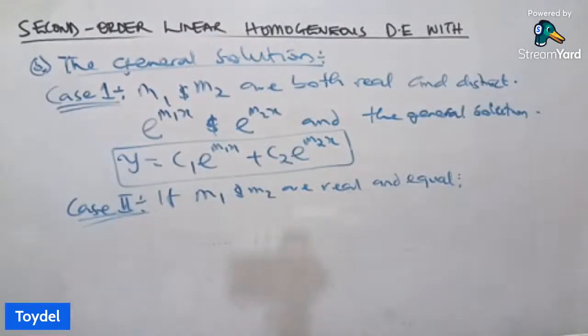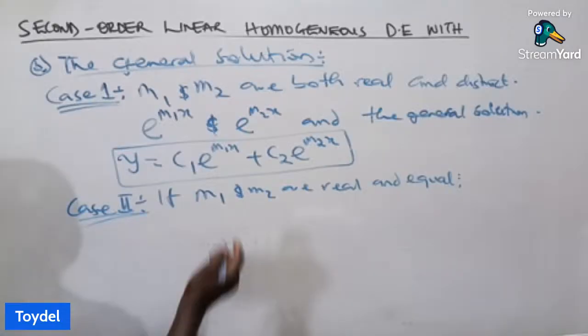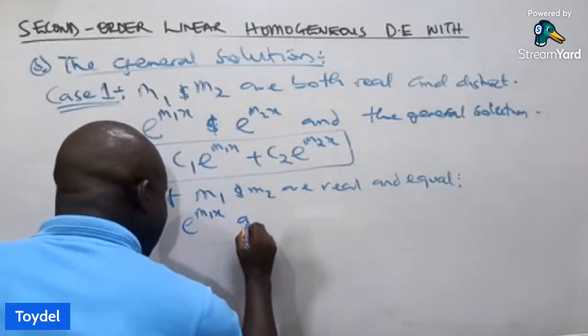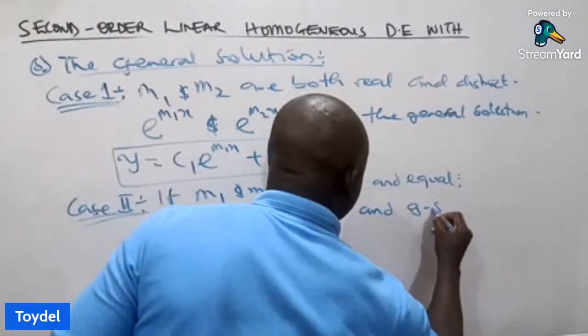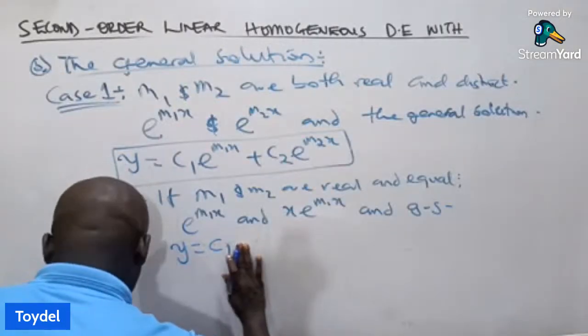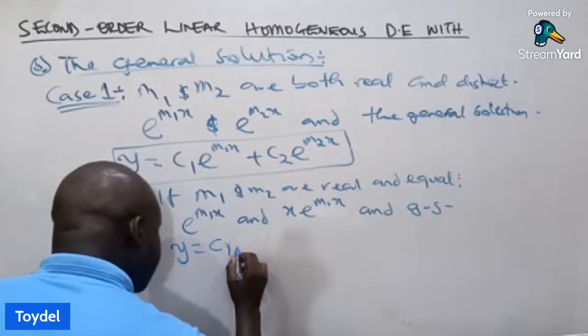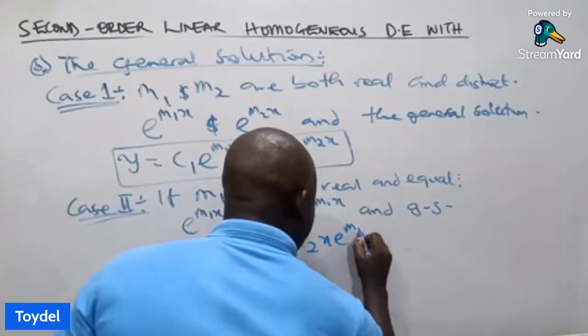If M1 is equal to M2, the two linearly independent solutions, if they are real and equal, are e^(M1x) and x e^(M1x). And the general solution is going to give us y is equal to C1 e^(M1x) plus C2 x e^(M1x). That's what we are going to get here.